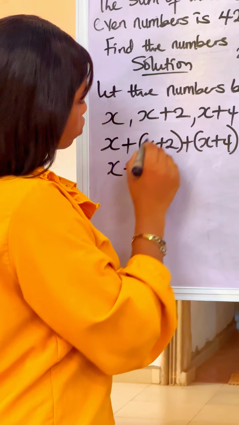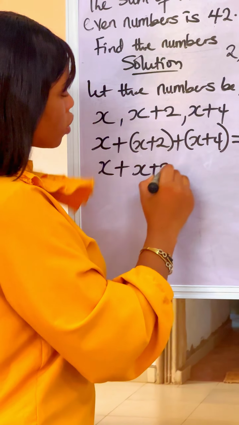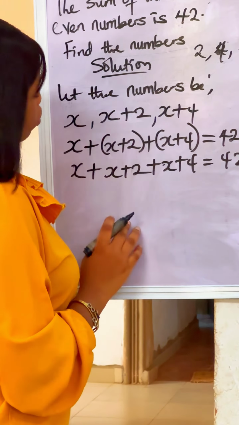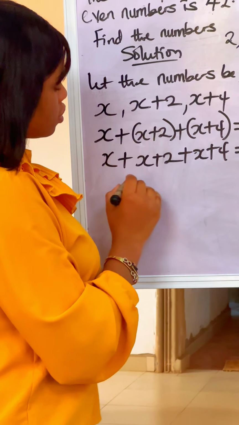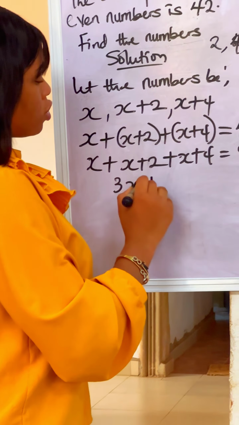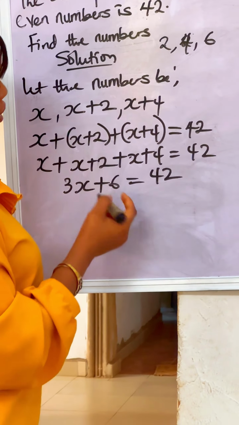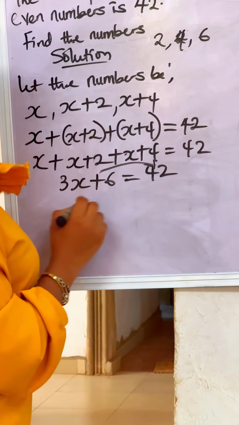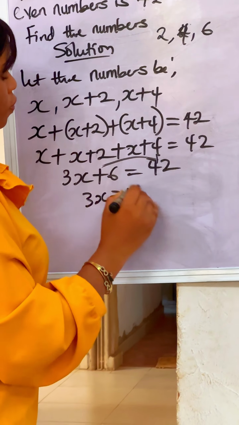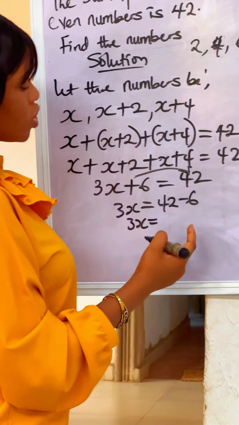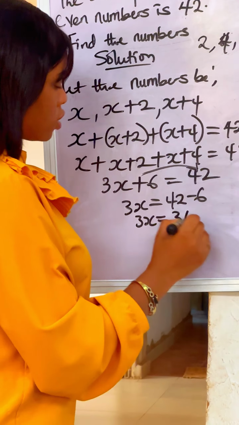Simplifying, it gives us x plus x plus x, that is 3x. Plus 2 plus 4, that's 6, equals 42. Now collect like terms by moving plus 6 to the other side. So we have 3x equals 42 minus 6. 3x equals 42 minus 6 gives us 36.